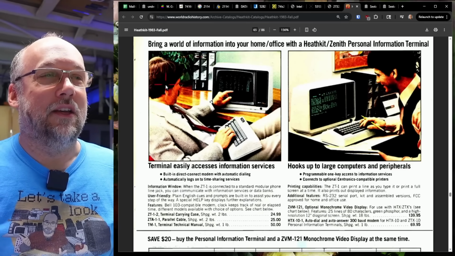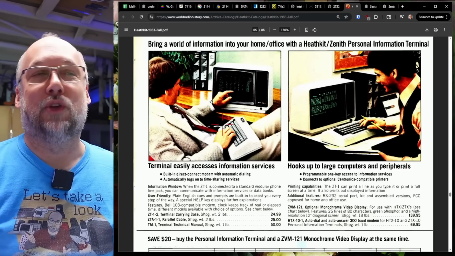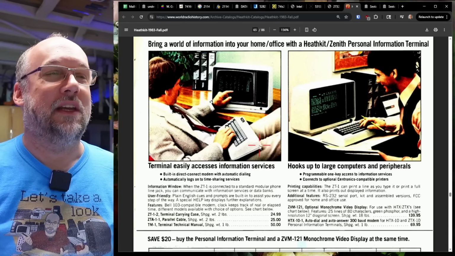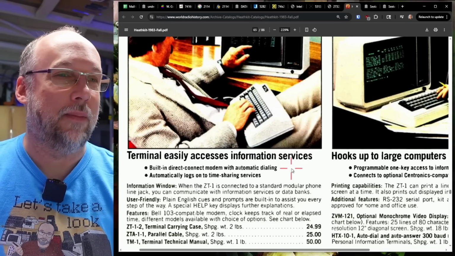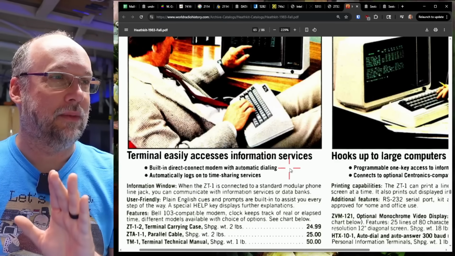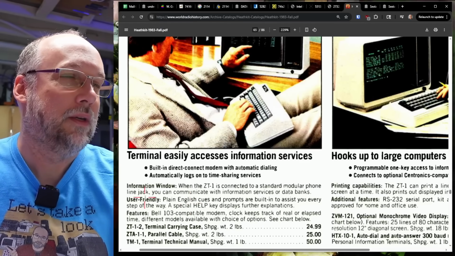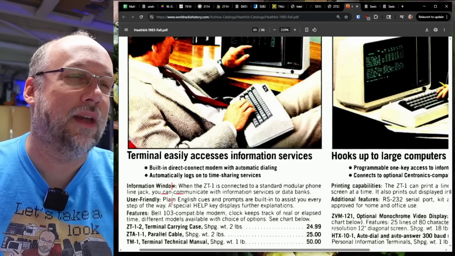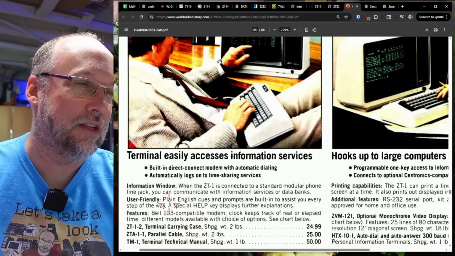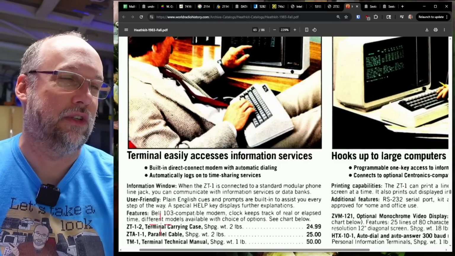Now, this man here is very casually checking something on his ZT-1, but there aren't even any cables coming out of the back, so clearly that's fake. But we can get a little bit more information about the ZT-1, the price, and some of the other optional models available. So it says here the ZT-1 can be connected to a standard modular telephone jack where you can communicate with information services or data banks. And it's user-friendly, English cues, kind of the stuff we saw in the manual.